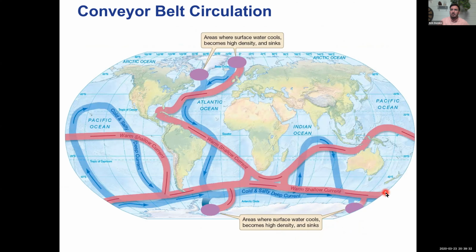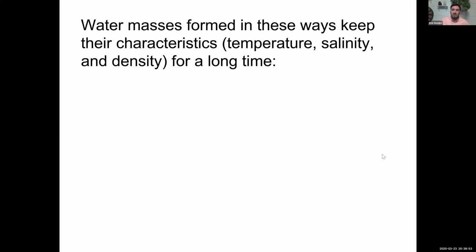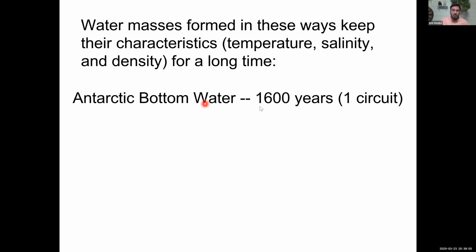Okay, so as I mentioned, the water masses, when they get really cold or really salty or really warm or they lose their salinity, they tend to stay that way for a very, very long time. Like I said, once they are who they are, they're going to stay that way. And so when this deep water sinks towards the bottom of the ocean, that Antarctic bottom water, it will stay down there for 1,600 years.